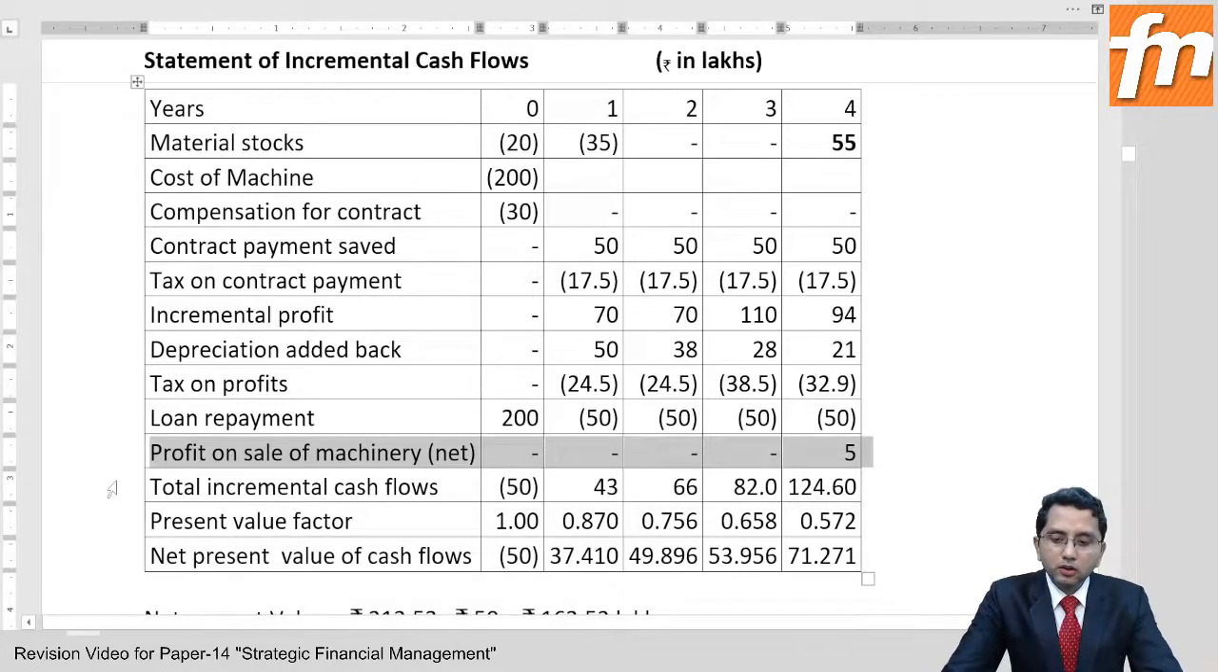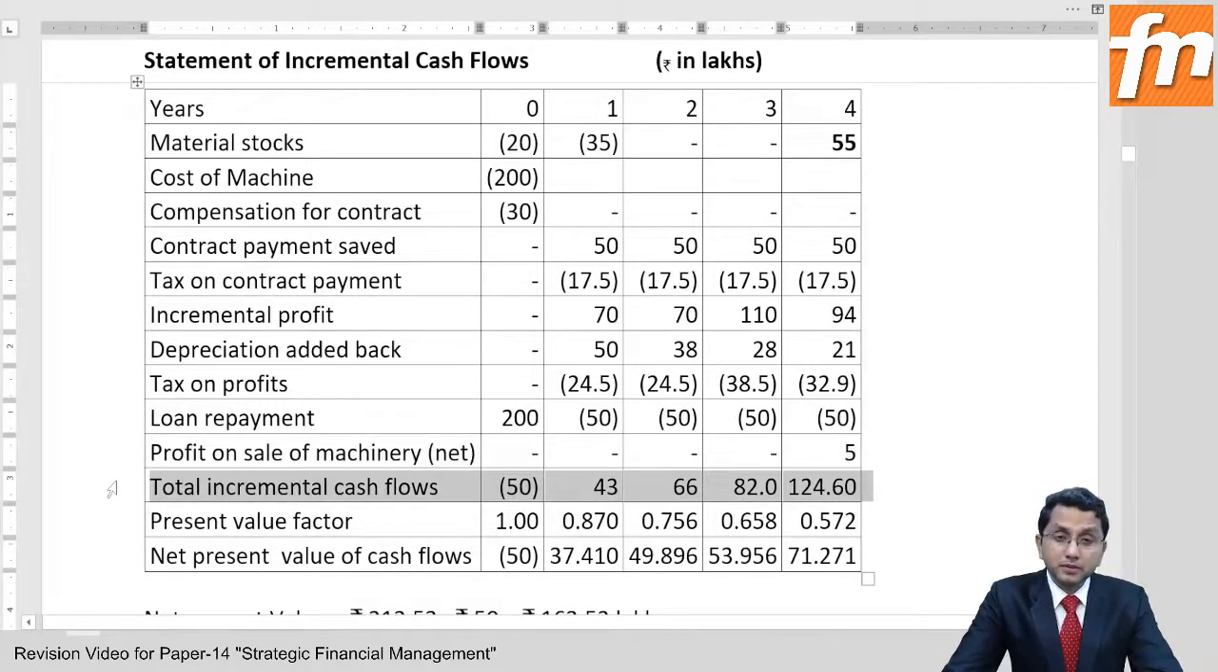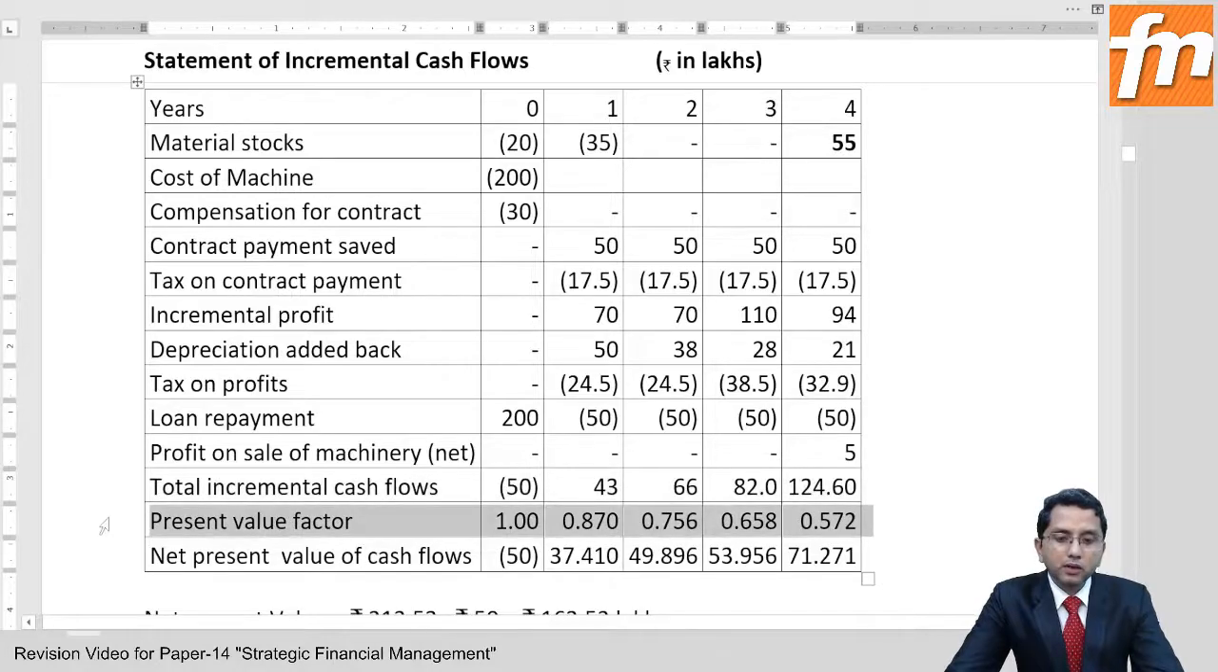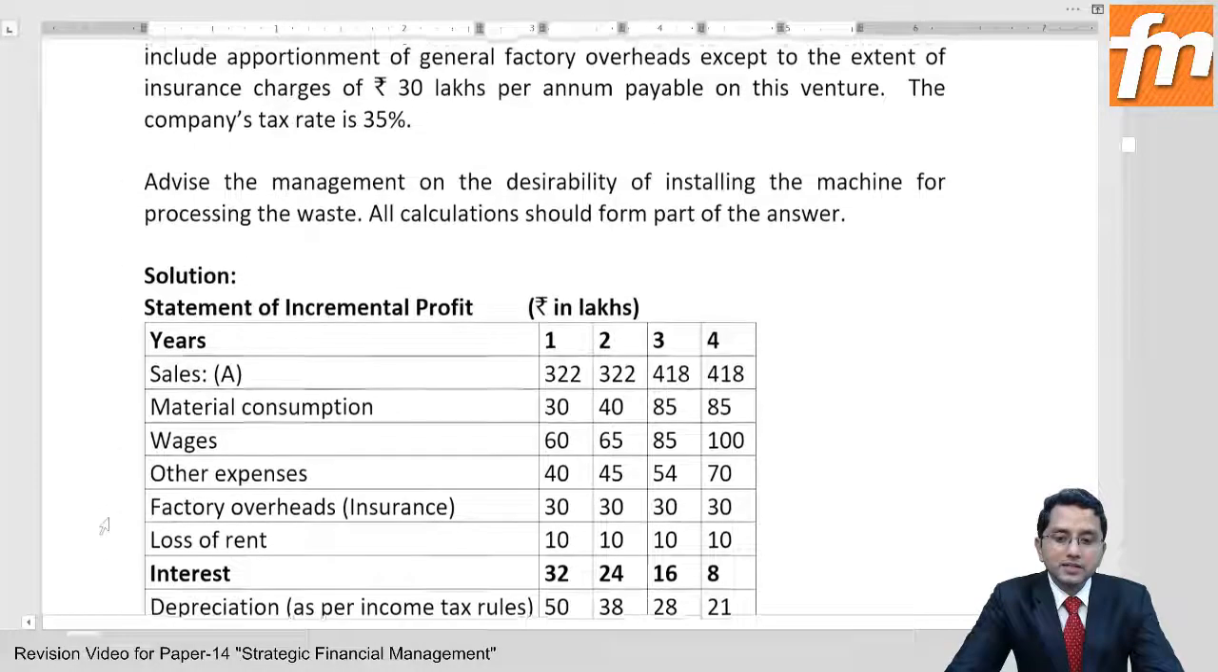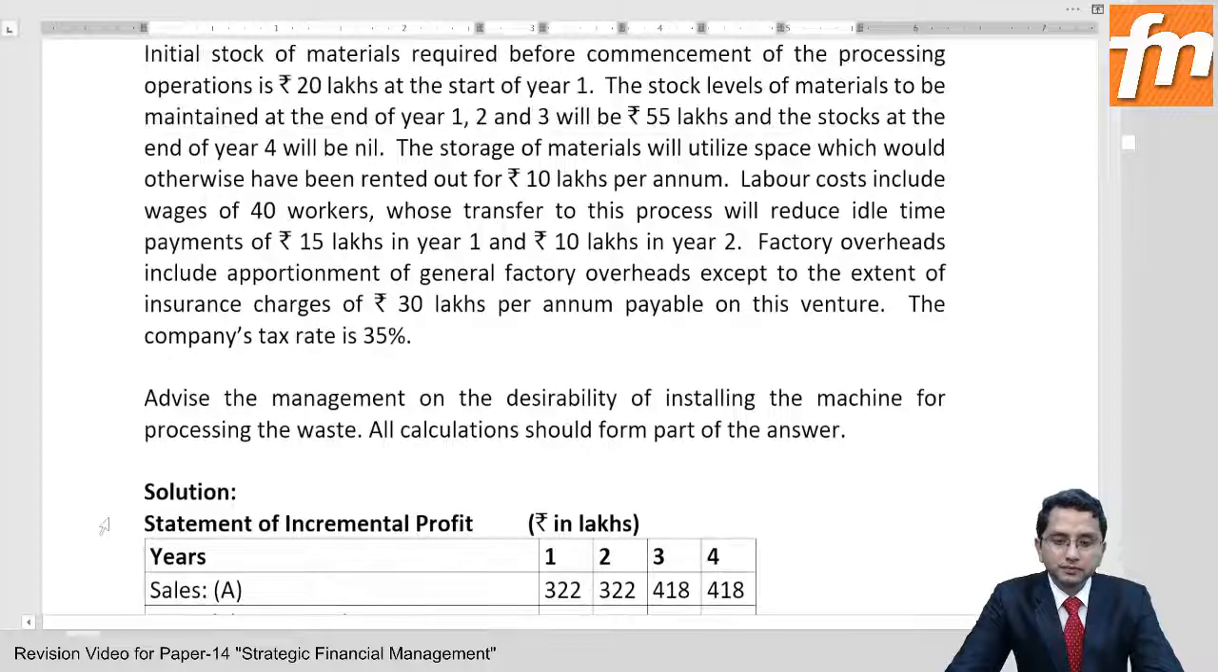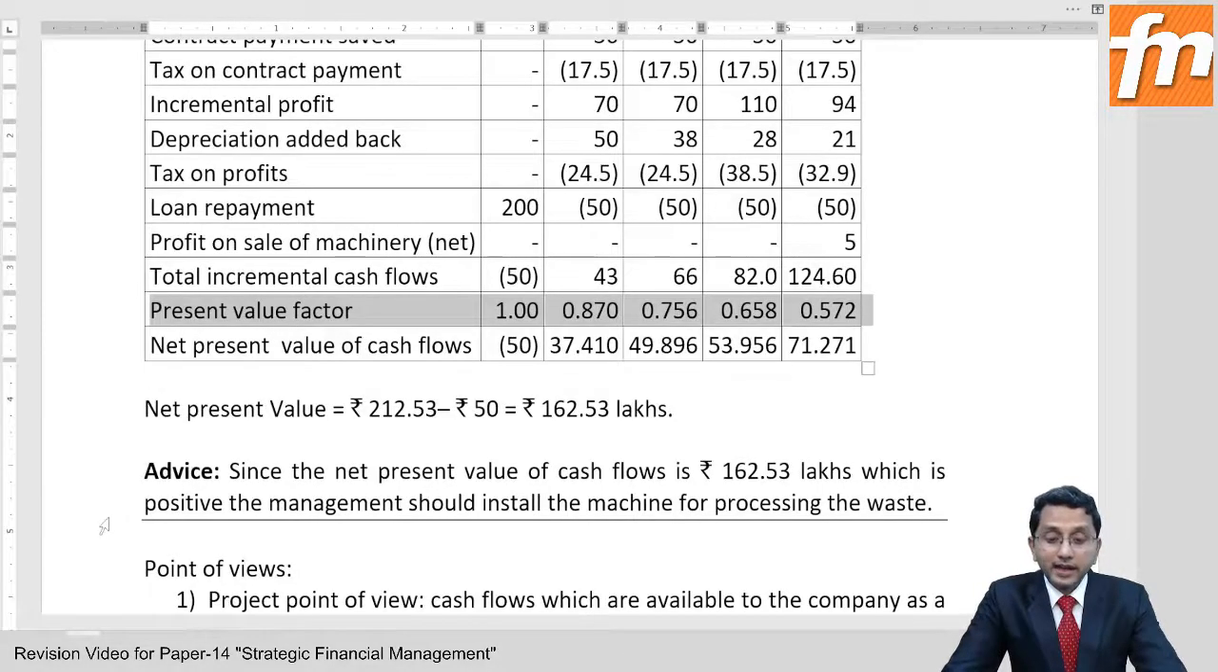So finally, adding together all the above items, obviously those with the minus sign will be deducted. This is your incremental cash flow. Calculate the present value of all these cash flows, right? At the rate of 15% per annum. So that's given in the question.